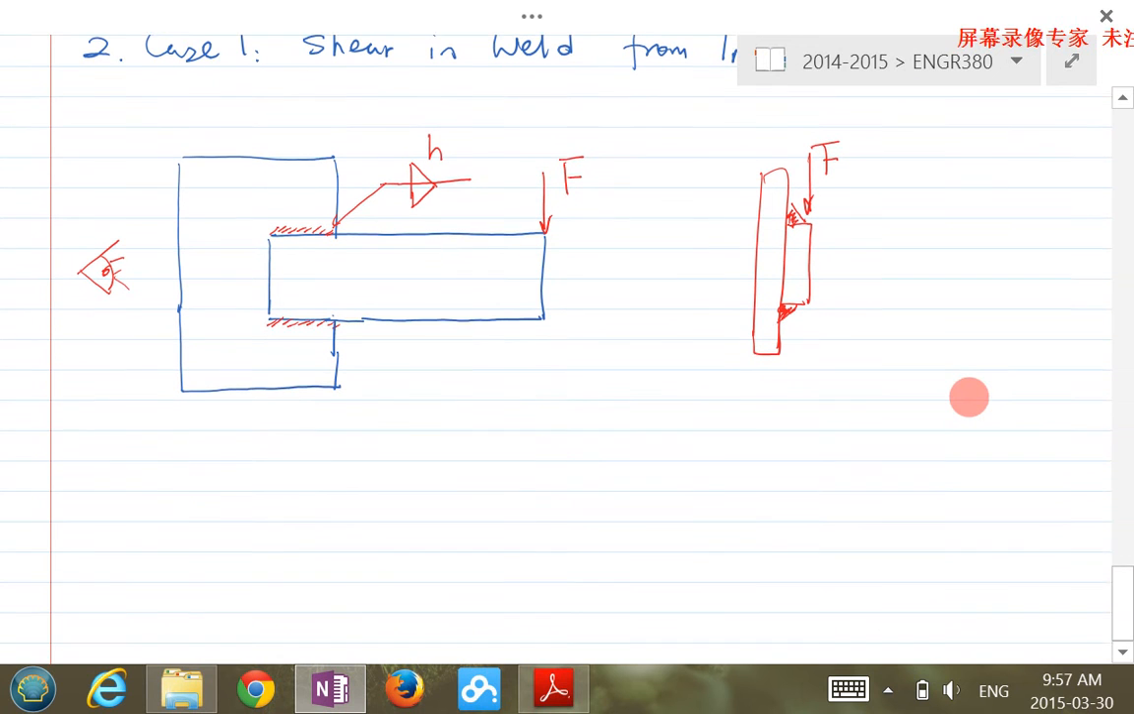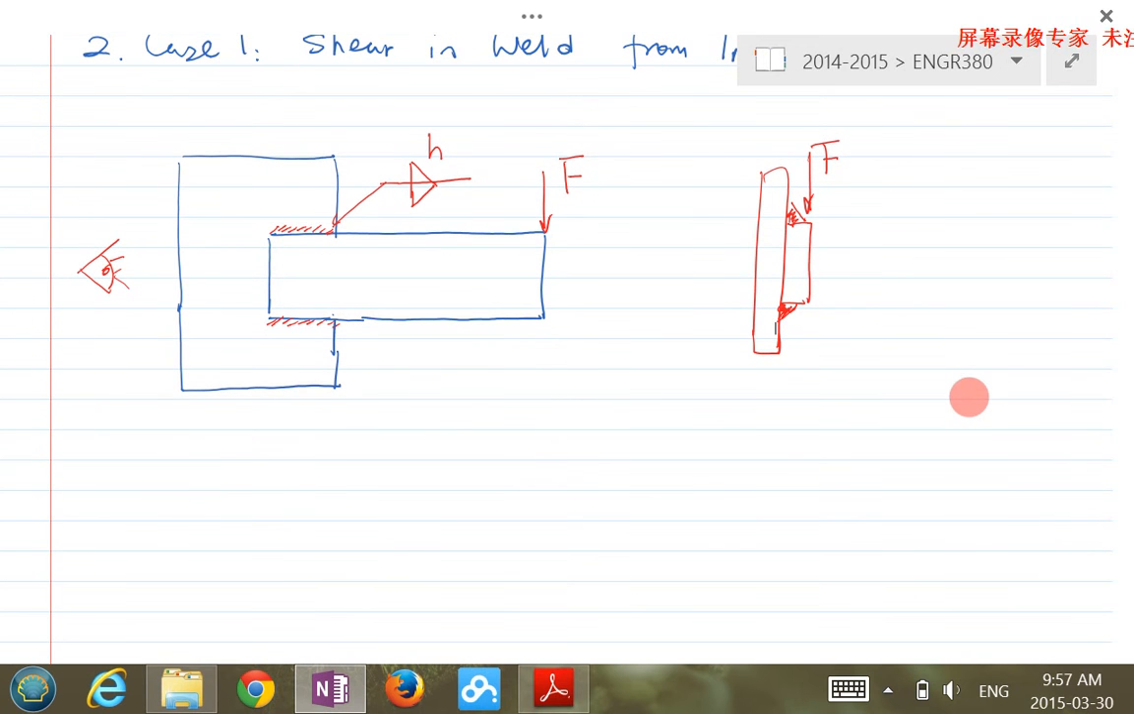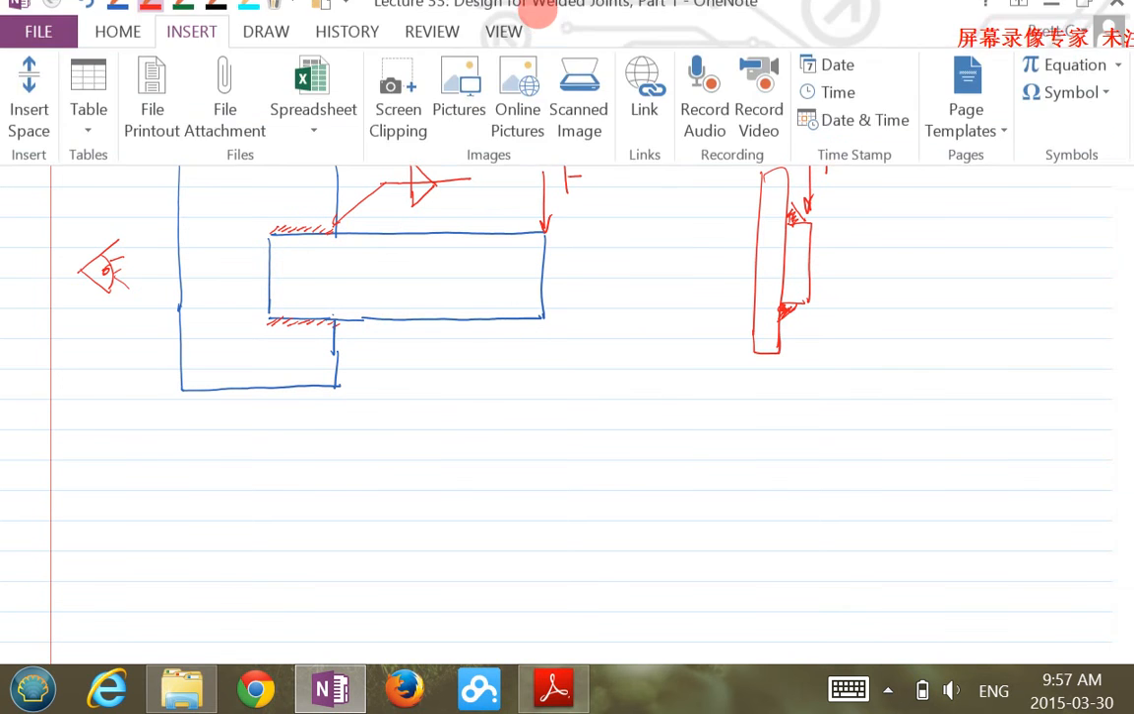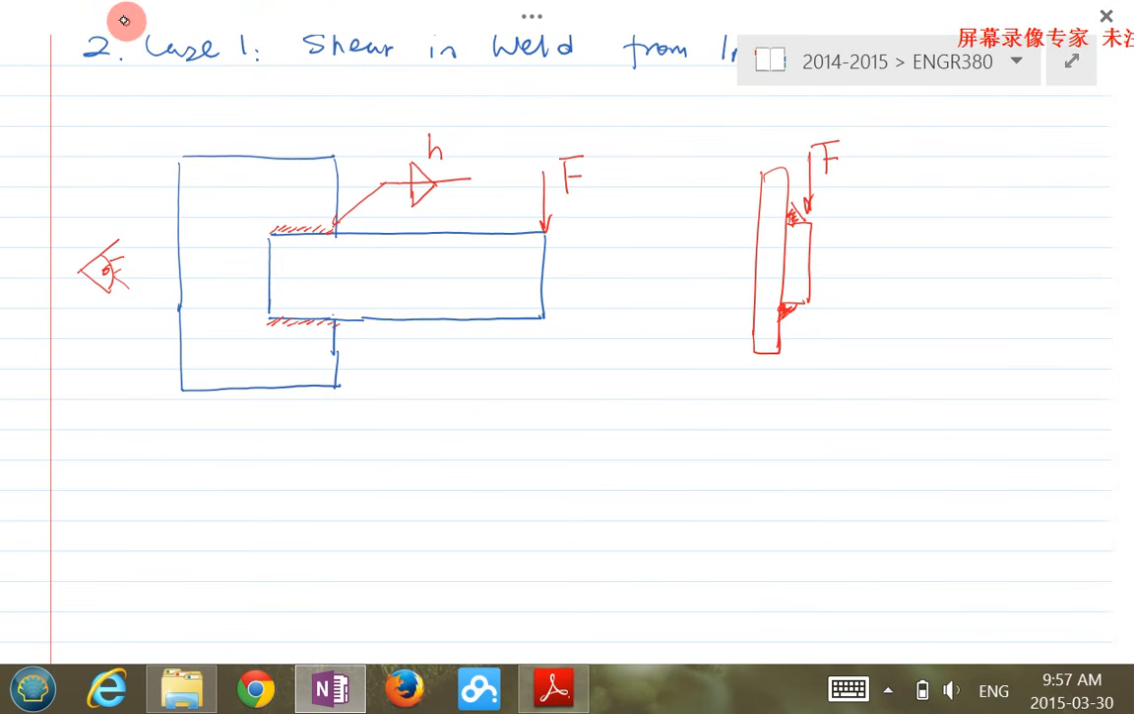So to get the stress, we need a free body diagram. The free body diagram is for this plate here. So we look at the plate. First of all, the centroid for this weld group is this location.